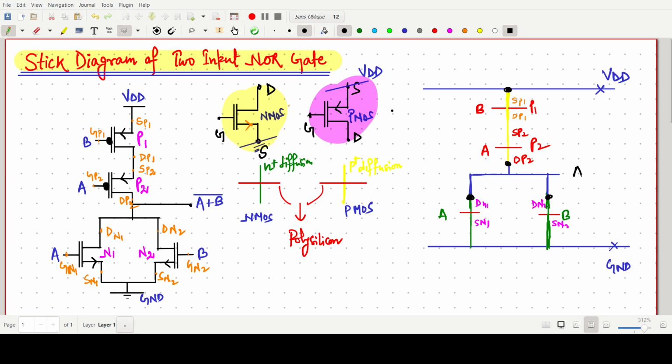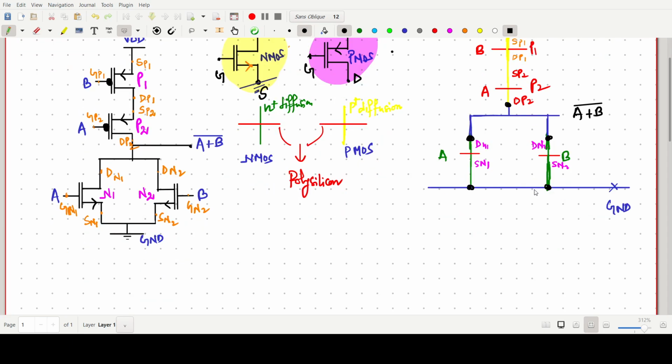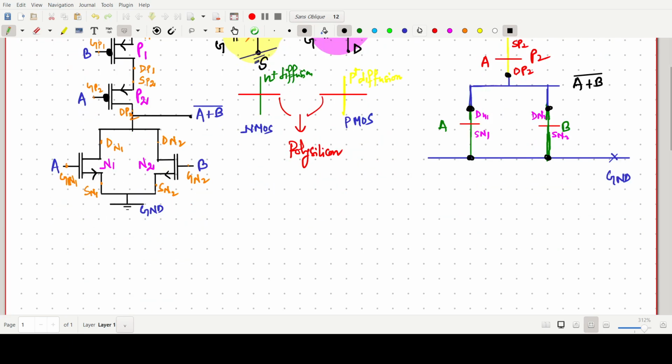So this will be our A plus B bar, and this one we have to make a contact. So two NMOS we have made, two PMOS, and in between we are taking the output. So this is the overall. If we have to make a very smooth and very clear-cut design, then two metal lines: this one is our VDD, and this one is the ground line.